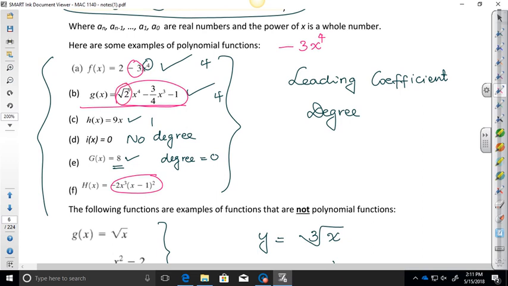The leading coefficient of that polynomial function is square root of 2. This one is 9, and we don't talk about leading coefficients if it's a constant function or the x-axis. So that's how you find the degree and leading coefficient if it is in expanded form.